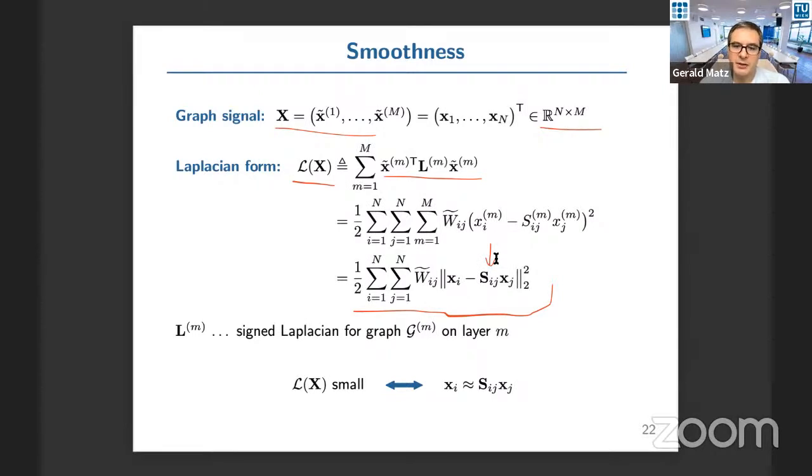Okay. And in order for this to be small, to have signals that are smooth on the signature graph, what we require is that the signals on node I and node J are related by the signature matrix, which means that some of them should be just identical if the sign is positive. Others should have antipodal behavior if the corresponding sign is negative. And this is all captured simultaneously by the signature matrix.